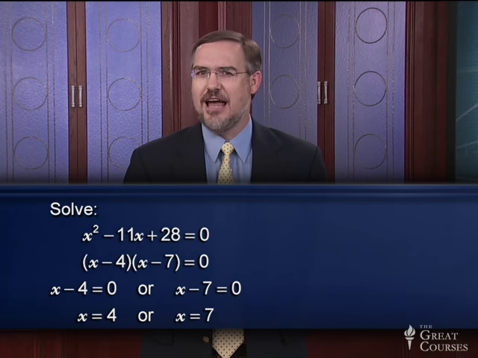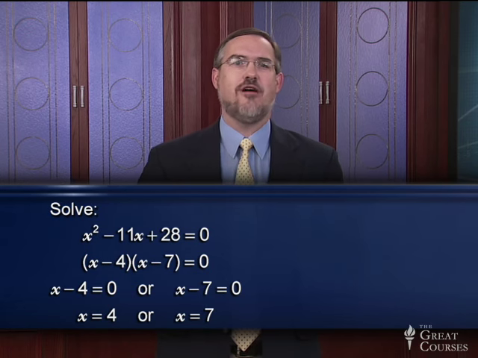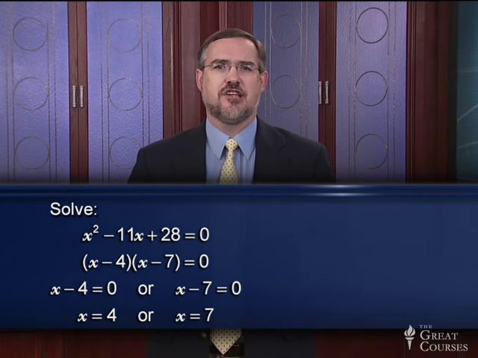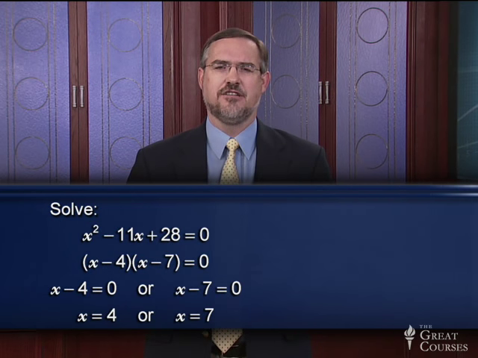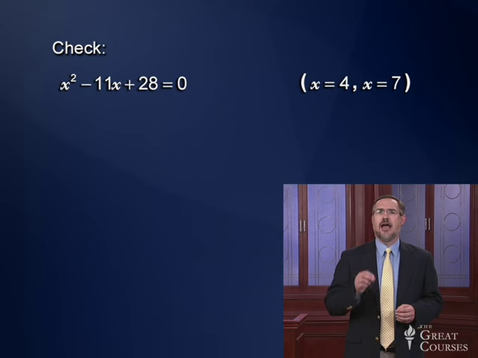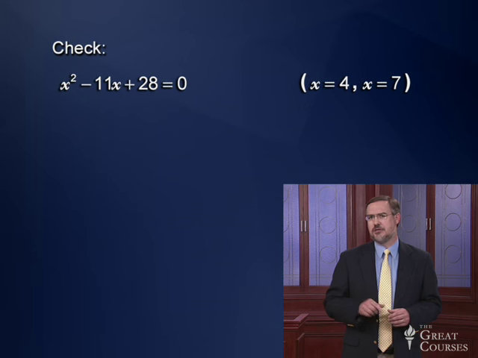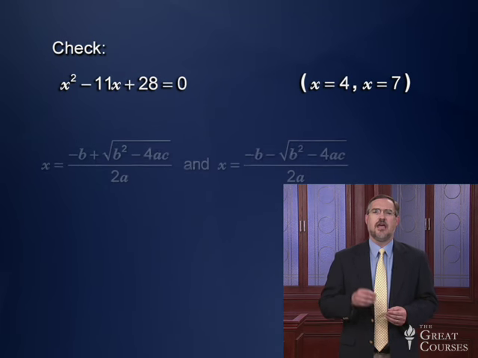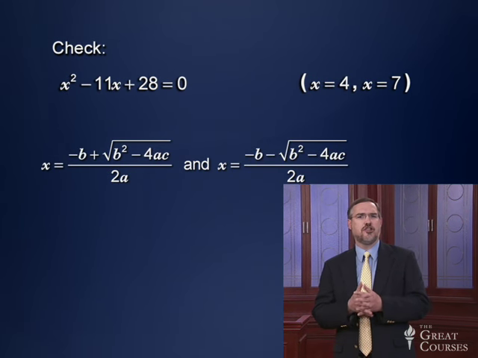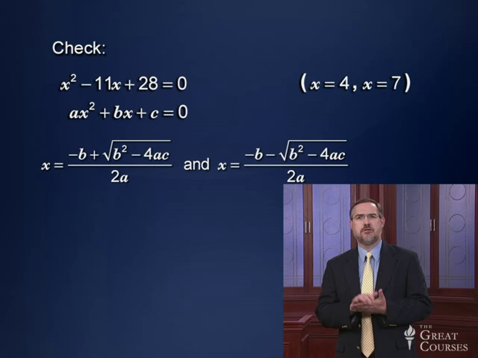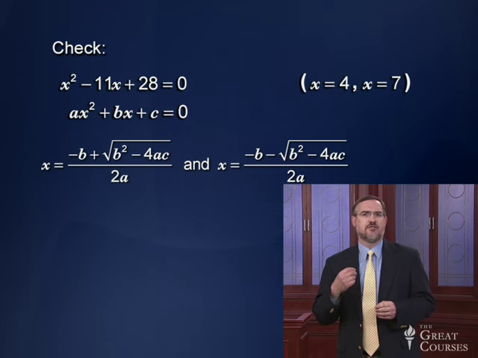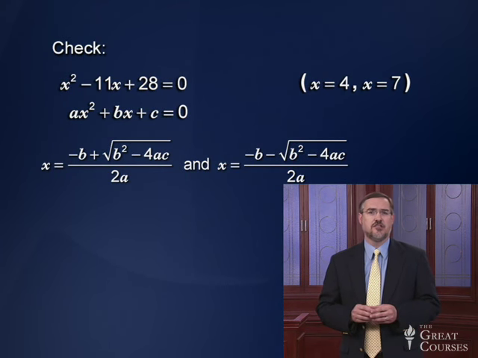But instead of checking it that way, I'd like us to redo this problem, not with factoring, but with the quadratic formula. And then if we get the same answers, we'll be very confident that we have the right solutions. So let's go back to the original equation. x squared minus 11x plus 28 equals 0. If I want to use the quadratic formula, I have to make sure my equation is in the form ax squared plus bx plus c equals 0. So what are the values of a, b, and c in this example?